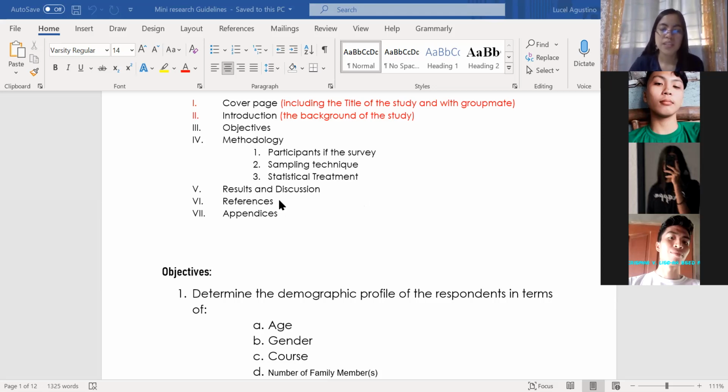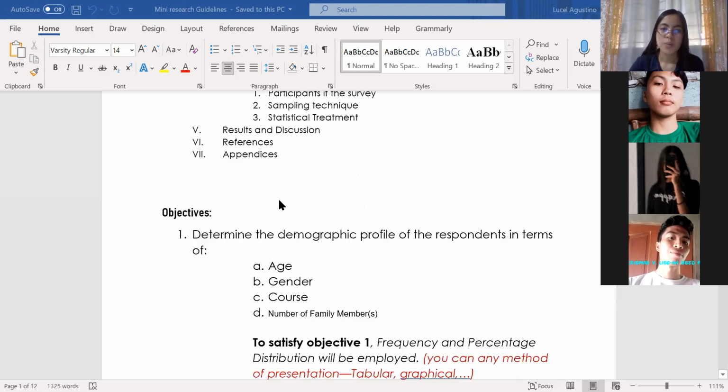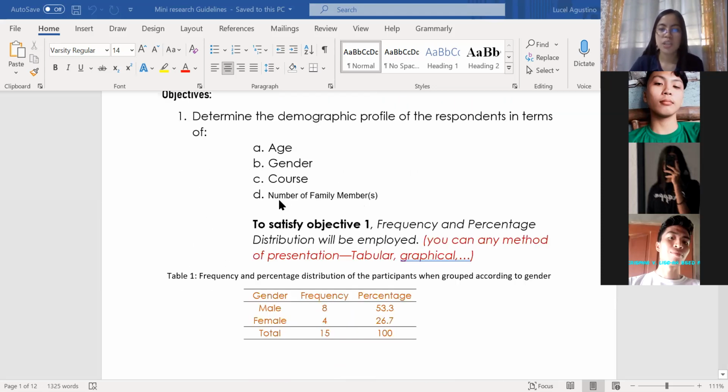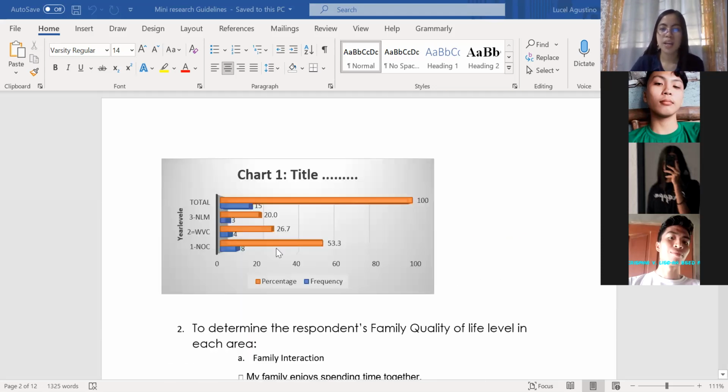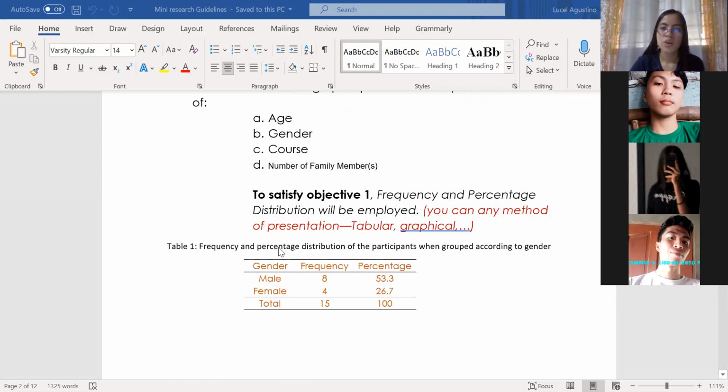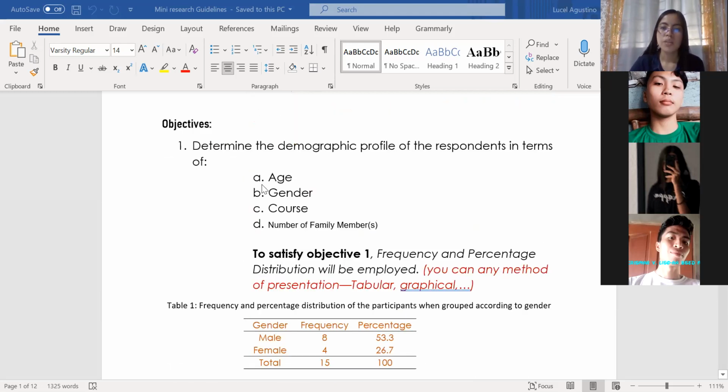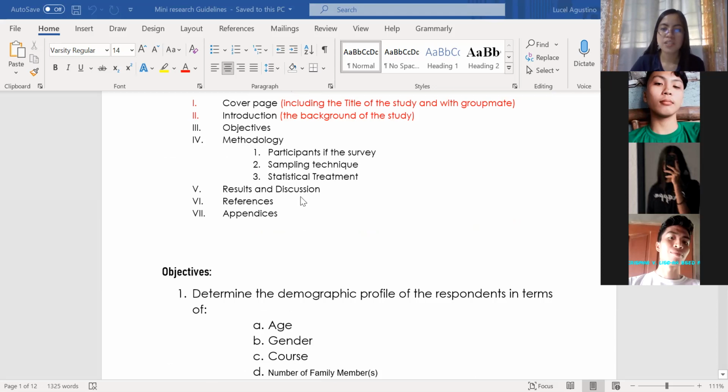And then results and discussion. So pag results and discussion, dito nyo na i-present ang inyong mga chart. So for example, the demographic profile of the respondents in terms of age, gender. So ibutan nyo na diri sa inyo results and discussion. So hypothesis testing nga style dira na natanan sa results and discussion. And then references, may gigamit ka mo nga mga sources. So you just put it there.